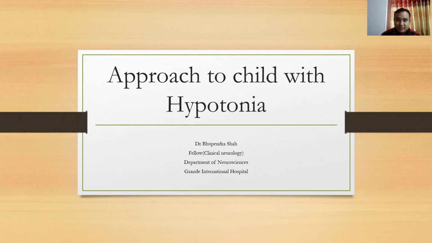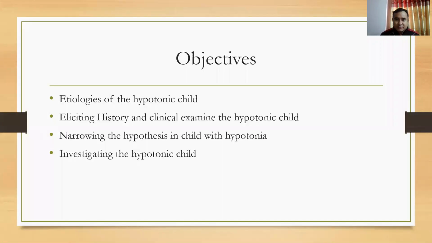In the neurologic clinic, often as a neurologist, we see a child with hypotonia and we have to evaluate the child. So, what are we going to discuss today? We'll discuss briefly the etiologies of the hypotonic child, and we'll also discuss how we are supposed to elicit the history, how we are supposed to examine the hypotonic child, how we are supposed to narrow the hypothesis, and how to investigate the hypotonic child.